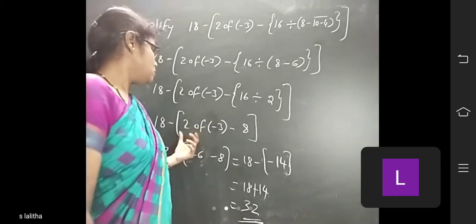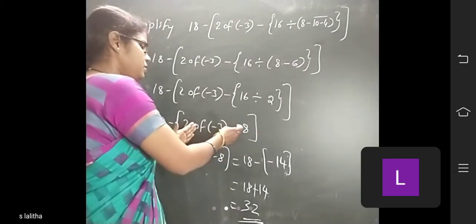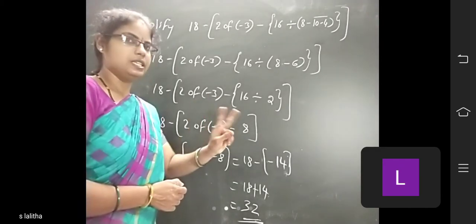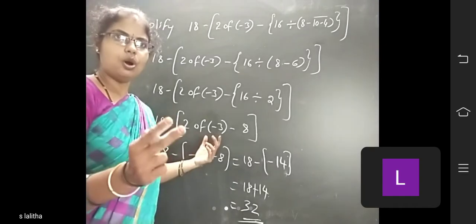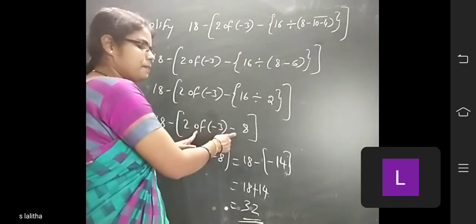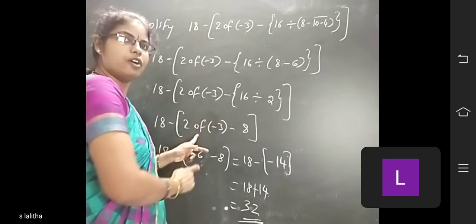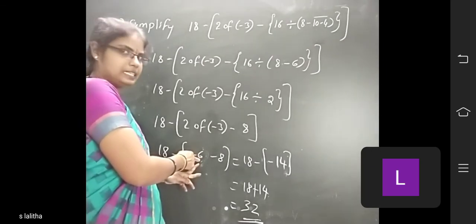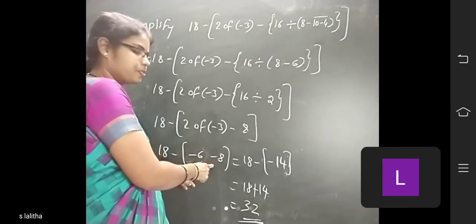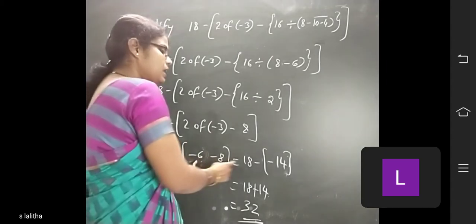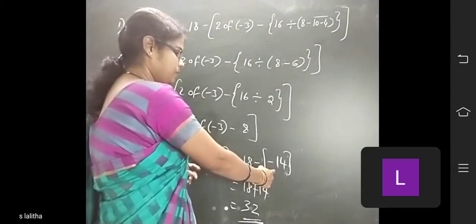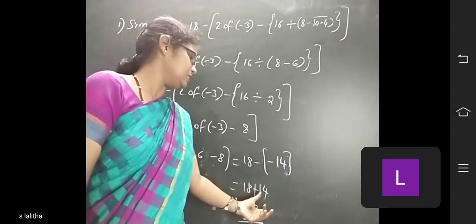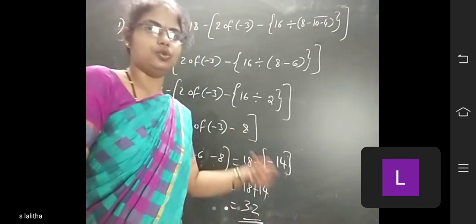8. Next, the square bracket. In the square bracket, how many operations do we have? 1, 2. Two operations: of and subtraction. Which one should you do first? Of you should do first. 2 of minus 3, how much? Minus 6, minus 8. Now 18 minus (minus 6 minus 8), how much? Minus 14. Now I should remove the square bracket. Minus of minus, plus 14. 18 plus 14, 32. Did you understand now?